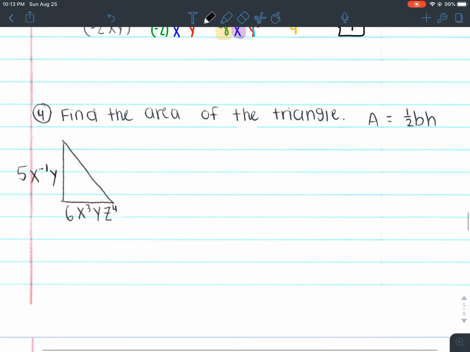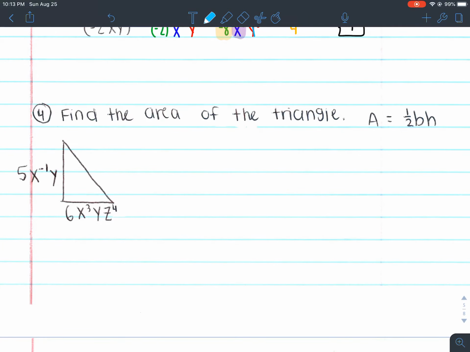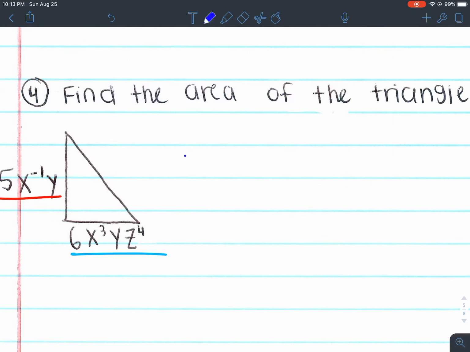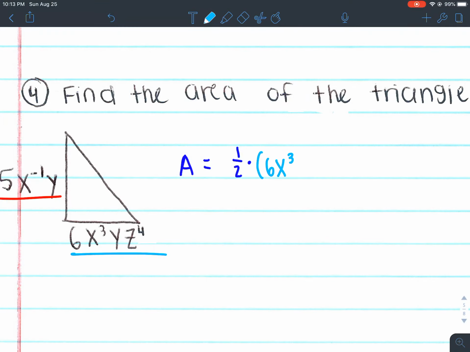All right, number 4. Find the area of the triangle. Area equals 1/2 base times height. So let's go ahead and indicate where our base is. So our base is going to be at the bottom there, and our height is going to be right there. So using the formula, area equals 1/2 times the base, which is 6x cubed yz to the 4th, times the height, which is 5x to the -1y.